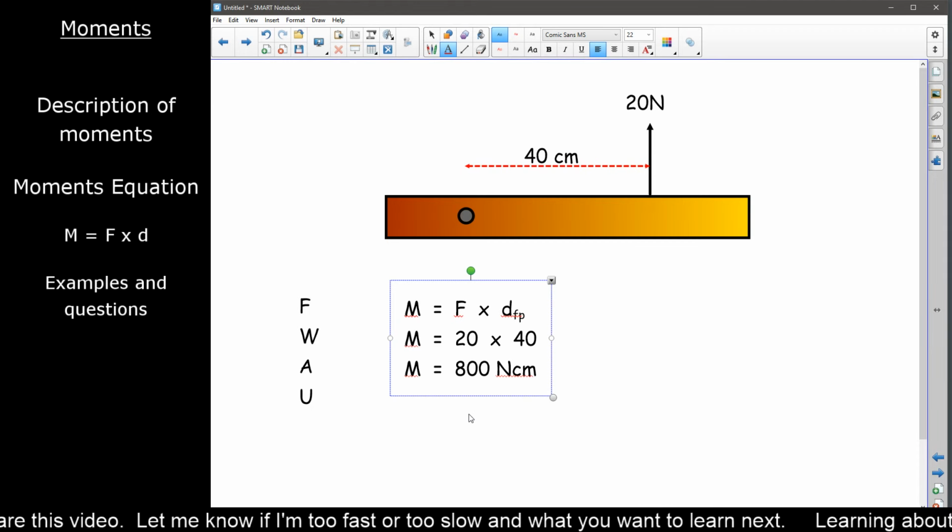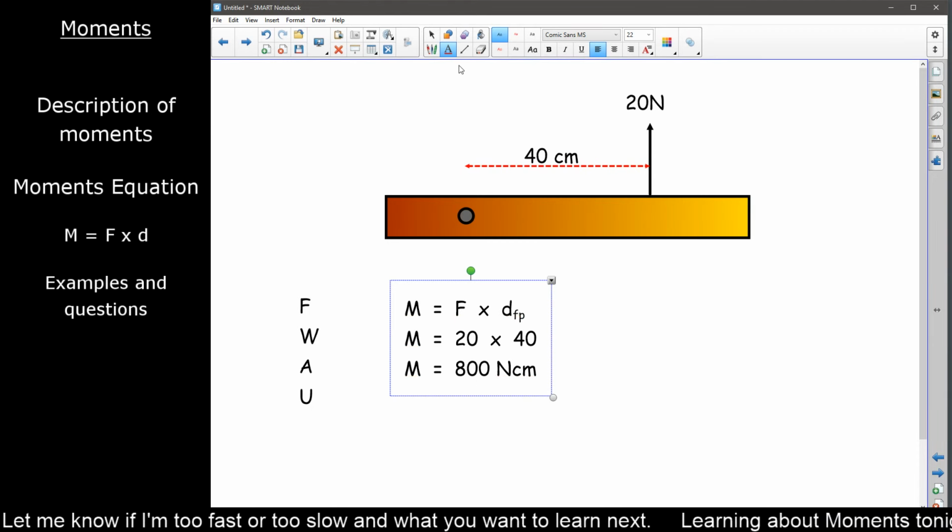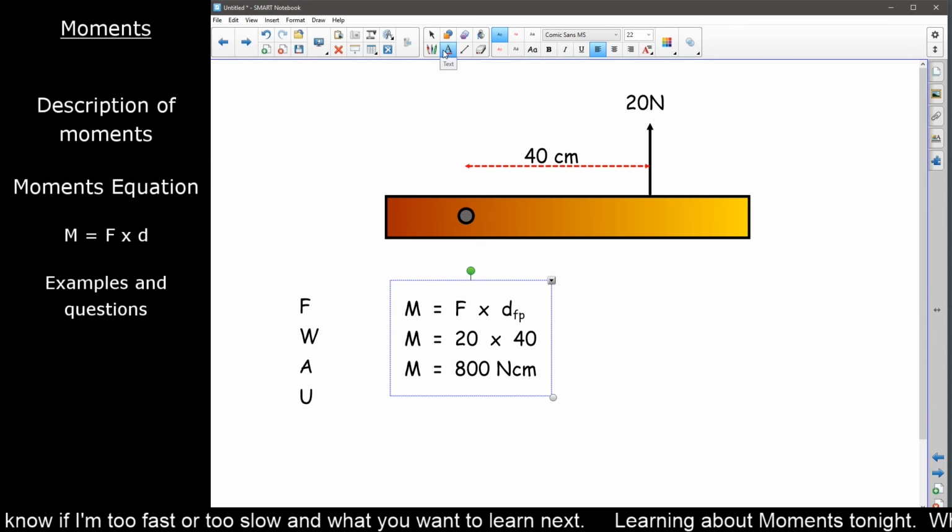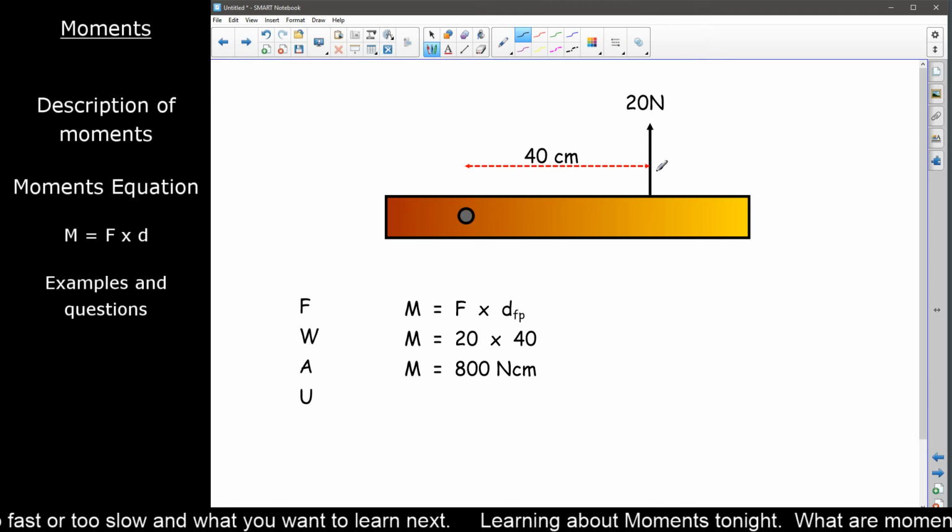And you would think that that's right, but remember that moments can be one of two ways. They can either be clockwise or anti-clockwise. That makes them vectors, and as a result, we need to have a direction in here.